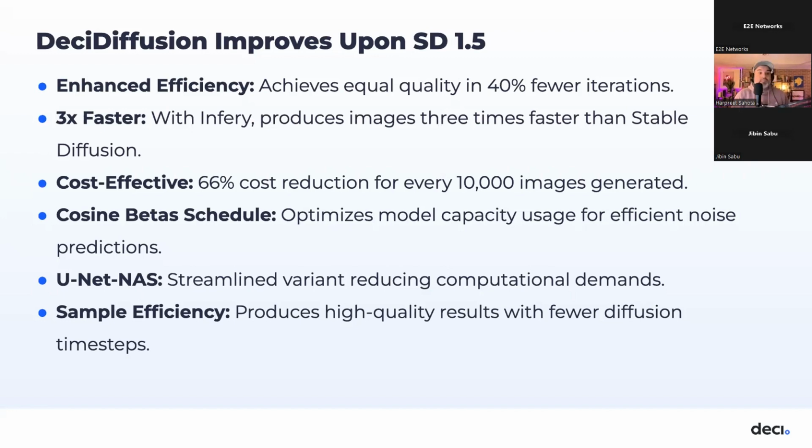A couple of things that we used was the introduction of the cosine beta schedule, and a more streamlined UNet, which we discovered using our AutoNAC engine, and we call this UNet NAS, and this really enhances the model's performance. So it's sample efficiency, it's noteworthy. We're able to produce top tier results with fewer diffusion time steps. So let's talk about this in more detail.